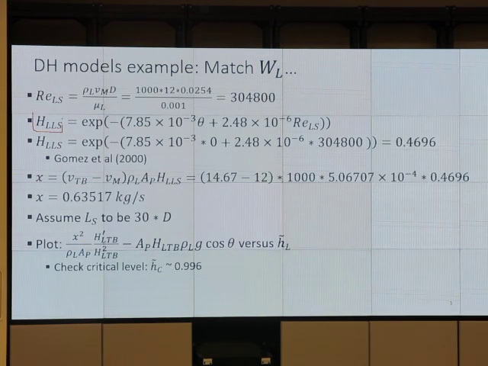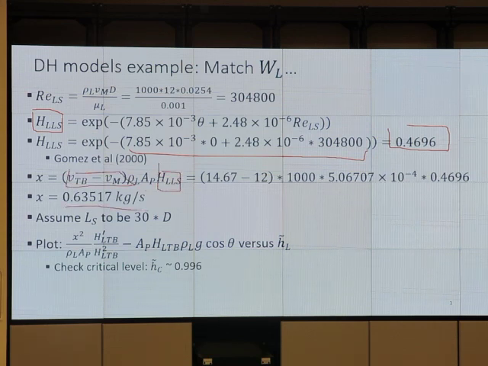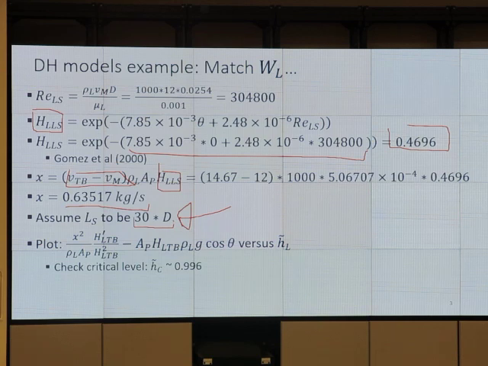Velocity is a lot less than the speed of sound. Calculate HLOS. I use the Gomez et al. closure relationship. Get the value of HLOS. Calculate the X value, delta V, rho A, HOA, and get the value in kilograms per second. Assume, this is the step that can be different. Here I assume 30 diameters. You may instead use frequency. Option 1, use frequency. Option 2, use the LS closure relationship. If we use frequency, we do something similar to this, but a little different.